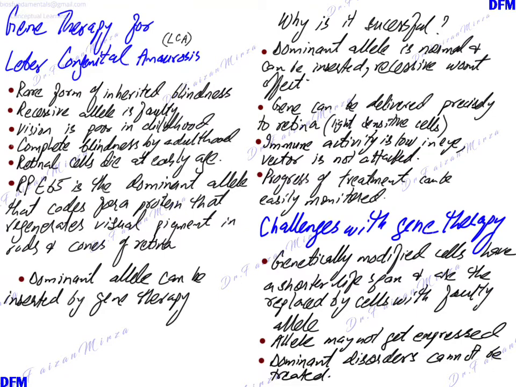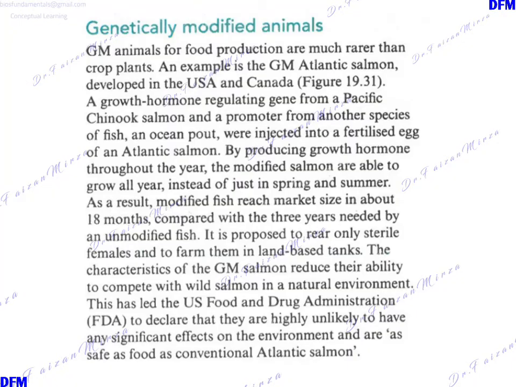As a result, the dominant allele will still be persisting and the disease cannot be treated. So gene therapy comes with its challenges. So these are the challenges of gene therapy. Genetic modification is not just carried out for treatment of diseases or disorders. We know that genetic modification can be done for herbicide resistant crops or for making insect resistant crops as well.